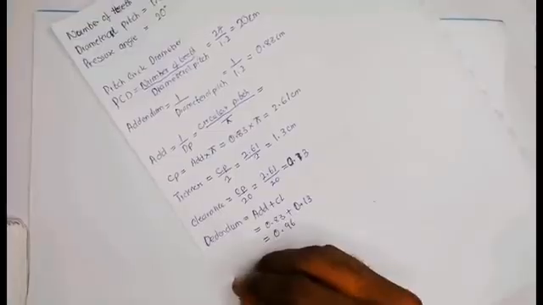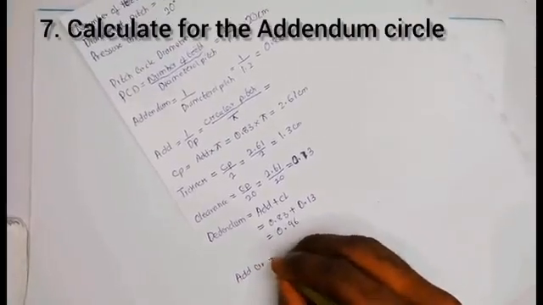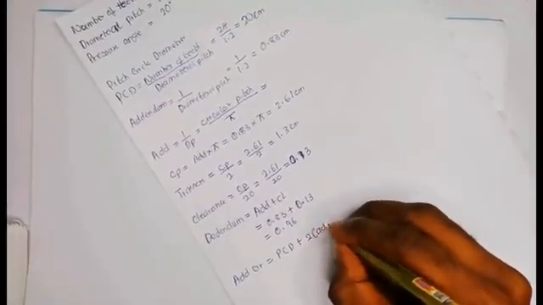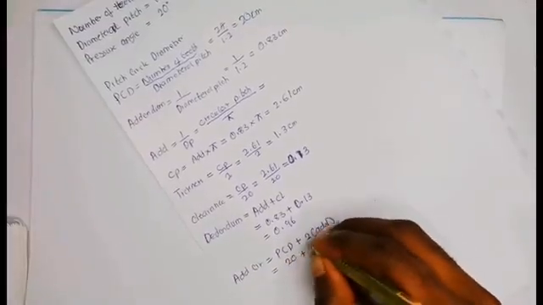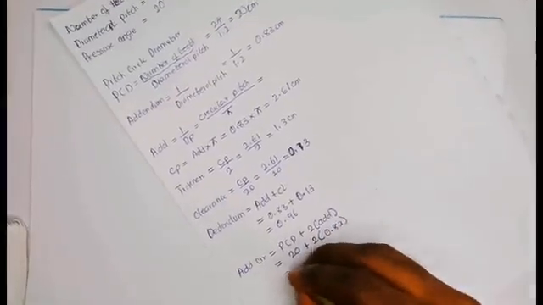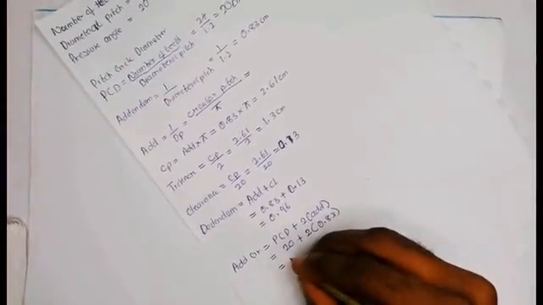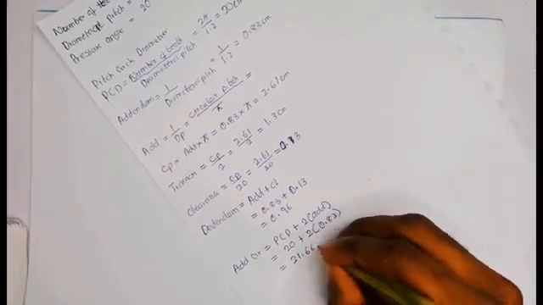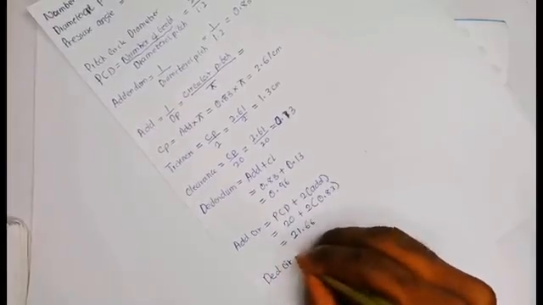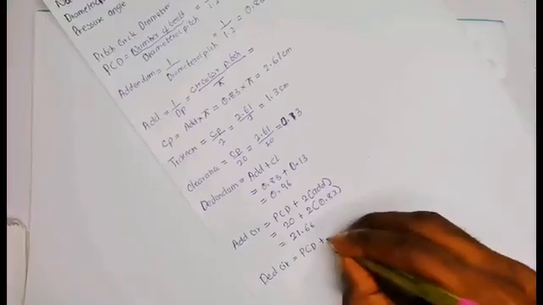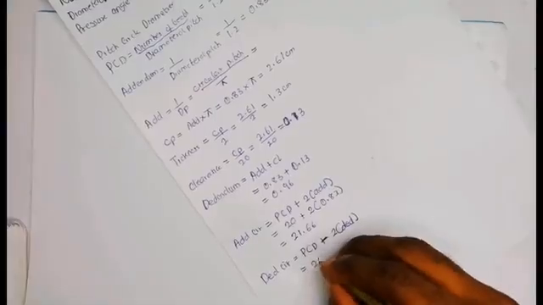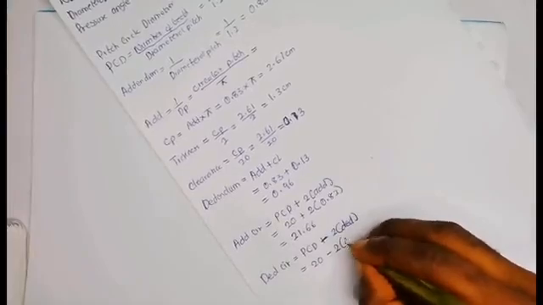So after calculating all this, we calculate for our main values, which we'll be using to draw our involute teeth, which is our addendum circle. Let's abbreviate that. Addendum circle, which is PCD plus 2 multiplied by the addendum. Our PCD, which is 20 as calculated earlier, plus 2 times our addendum, 0.83. Let's calculate this. 21.66. Also, we calculate for the dedendum circle, which is PCD minus 2 times our dedendum. 20 minus 2, dedendum is 0.96.